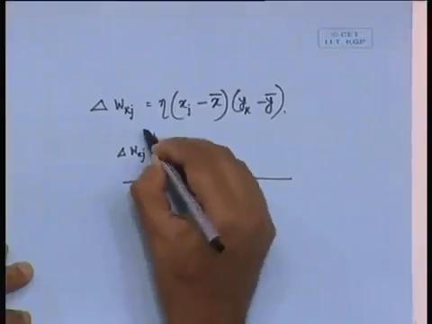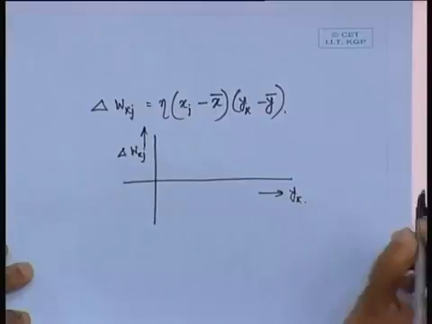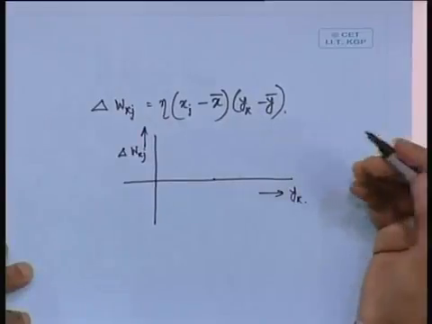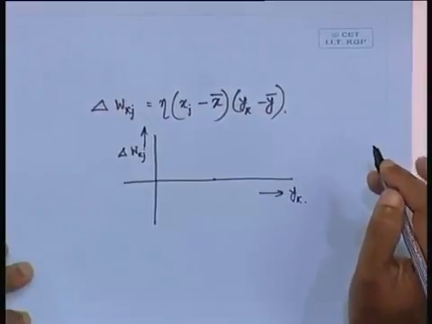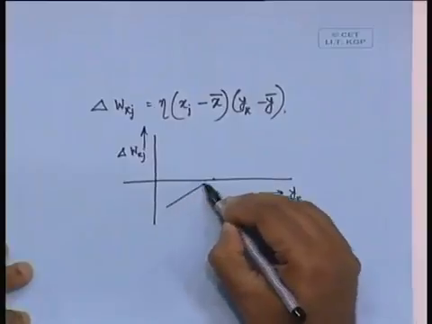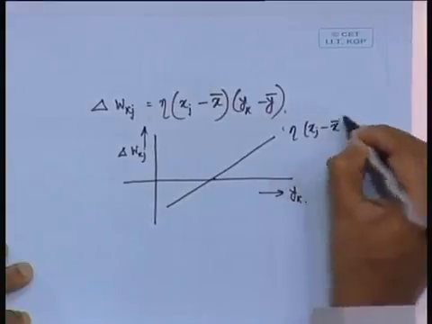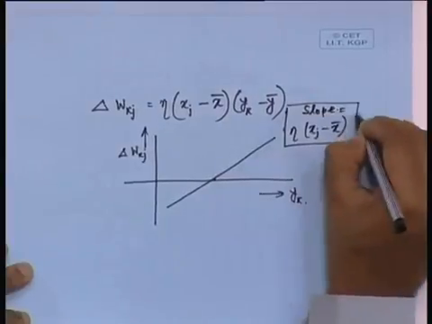So, in this case, if we plot the same thing, that is delta Wkj as a function of Yk, we are also going to get a straight line, but the slope of that straight line is going to be not eta Xj, but eta times Xj minus X bar. So, this is going to be the slope of the straight line that we are going to draw over here.